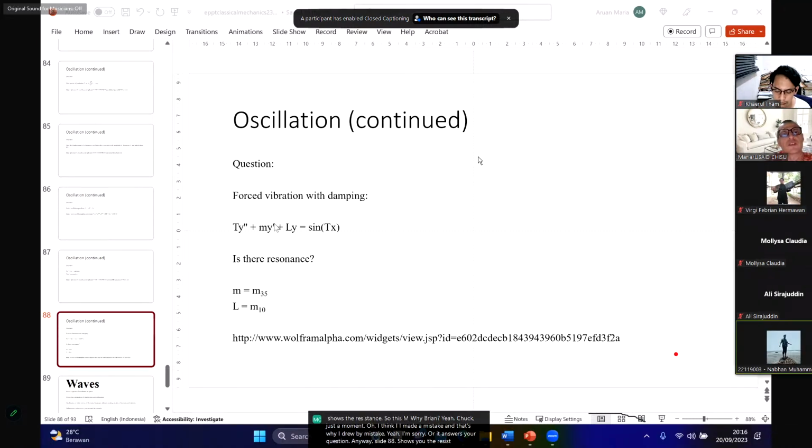shows you the resistance, the friction, this m, which is your student number mod 35, times y prime, gives you the resistance. So this is going to come to rest after some oscillation, just like a real oscillator, either pendulum or spring. It's going to be mathematically almost the same. And I ask you to use the Wolfram calculator to solve this differential equation and to see if there is resonance or not.